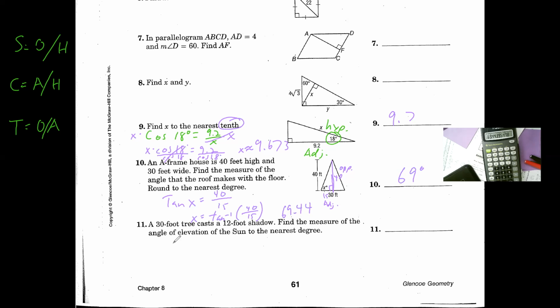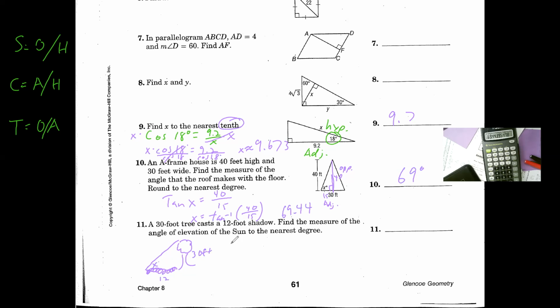Number 11, a 30-foot tree casts a 12-foot shadow. Find the measure of the angle of elevation of the sun to the nearest degree. So we have our tree, we have our shadow. It's a 30-foot tree. Oops, 30 foot. They said it's a 12-foot shadow.